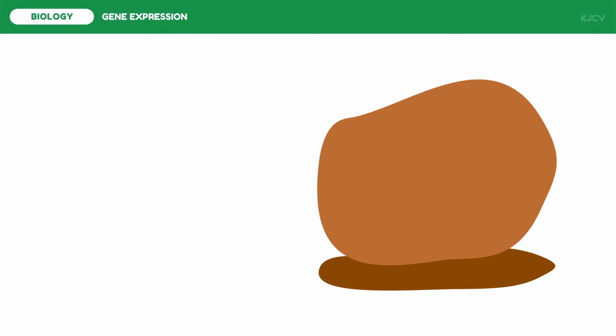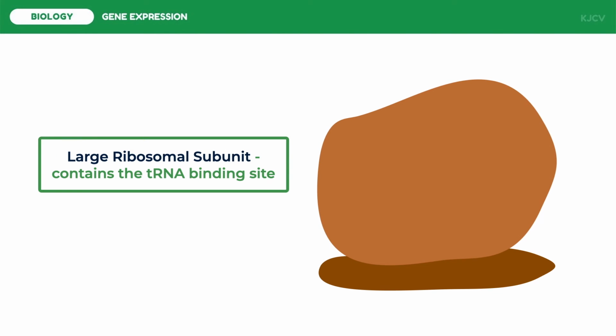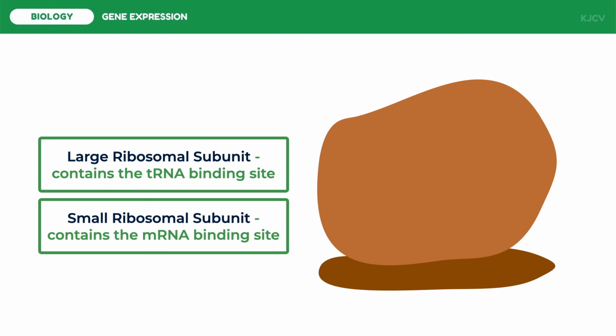The ribosomal complex is actually divided into two. The large ribosomal subunit contains the binding site for the tRNA complex. On the other hand, the small ribosomal subunit would contain the binding site for the mRNA. The large ribosomal subunit has three important sites for the elongation process.